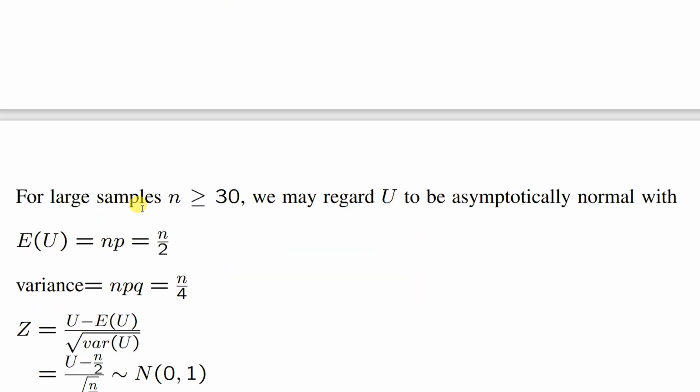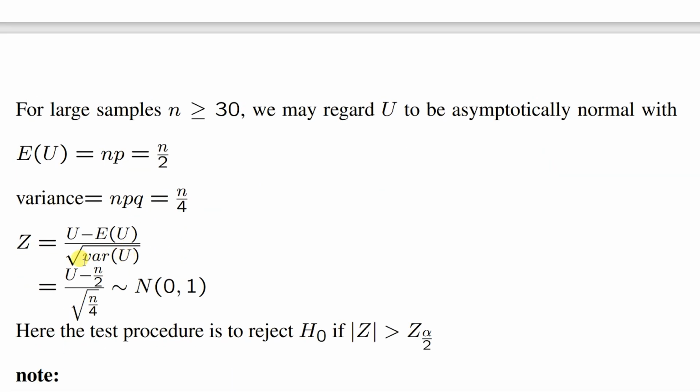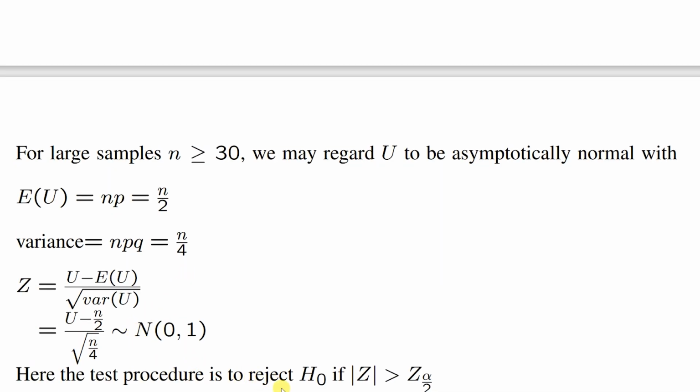For large sample, n greater than or equal to 30, we may regard u to be asymptotically normal with the expectation of u equal to np. It is the mean of the binomial distribution, because n is a large sample, that is equal to n by 2. Here the variance of u is n by 4, so z = (u minus E of u) divided by the root of variance of u = (u minus n by 2) divided by root of n by 4, which follows normal 0, 1. Here the test procedure is to reject H0 if mod z is greater than z alpha by 2.